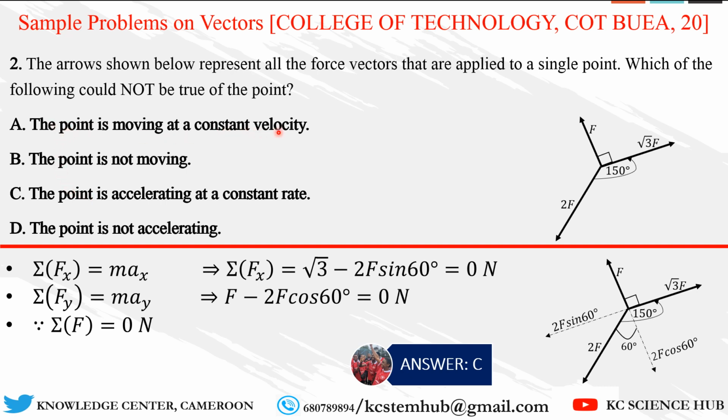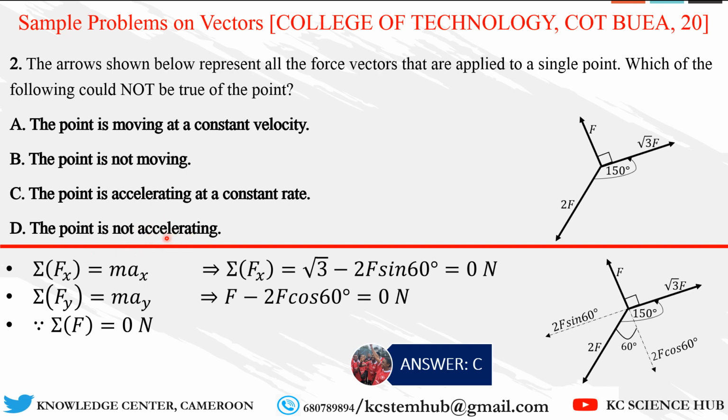But look at A. A says the point is moving at a constant velocity. It is possible, right? So whenever the resultant force acting on a particle is zero, it means that the particle can either be in static equilibrium or in dynamic equilibrium. If you're in dynamic equilibrium, you're moving with constant velocity. If you're in static equilibrium, you are not moving at all. The point is not moving. So these two are very possible.